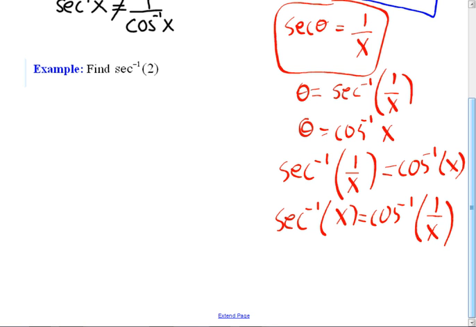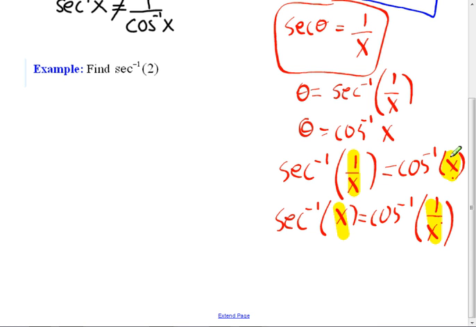I just flip this one and that'll flip. I could go through the whole same process again and get the same thing. Doesn't matter. If this is x and this is 1 over x, these are reciprocals. Whatever this number is, that's the reciprocal of it. So if this is 2, then that's 1/2.